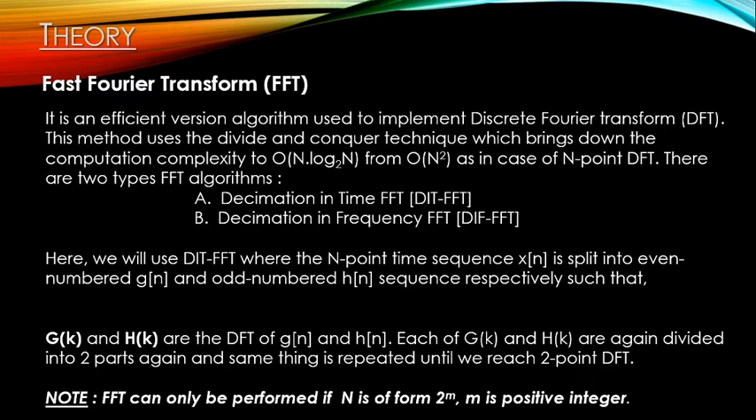Here we'll use DIT FFT, where the n-point time sequence x of n is split into even numbered g of n and odd numbered h of n sequences respectively, such that g of k and h of k are the DFT of g of n and h of n. Each of g of k and h of k are again divided into two parts, and the same thing is repeated until we reach the 2-point DFT. FFT can only be performed if n is of the form 2 to the power m, where m is a positive integer.